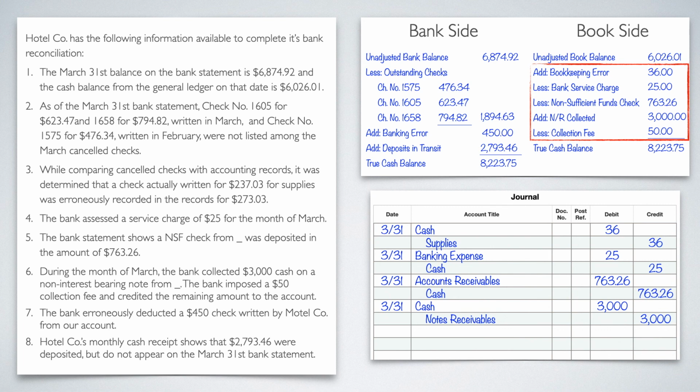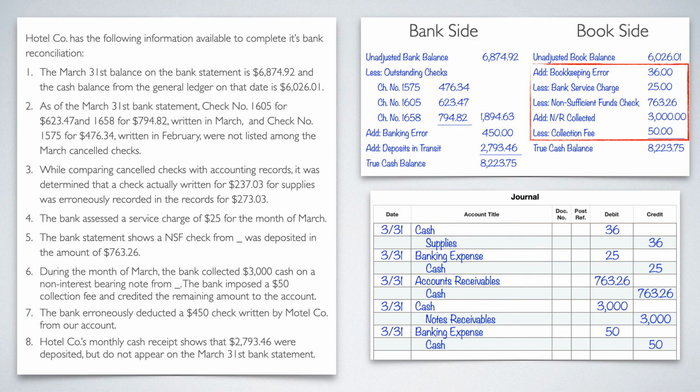And then finally the collections fee. So $331. It says less, so cash goes down. So again, we're going to put it on the credit side of $50. And that is going to be another expense because this is what we have to pay in order to use the banking services. So we're going to put that in again as banking expense. It's just another banking expense.